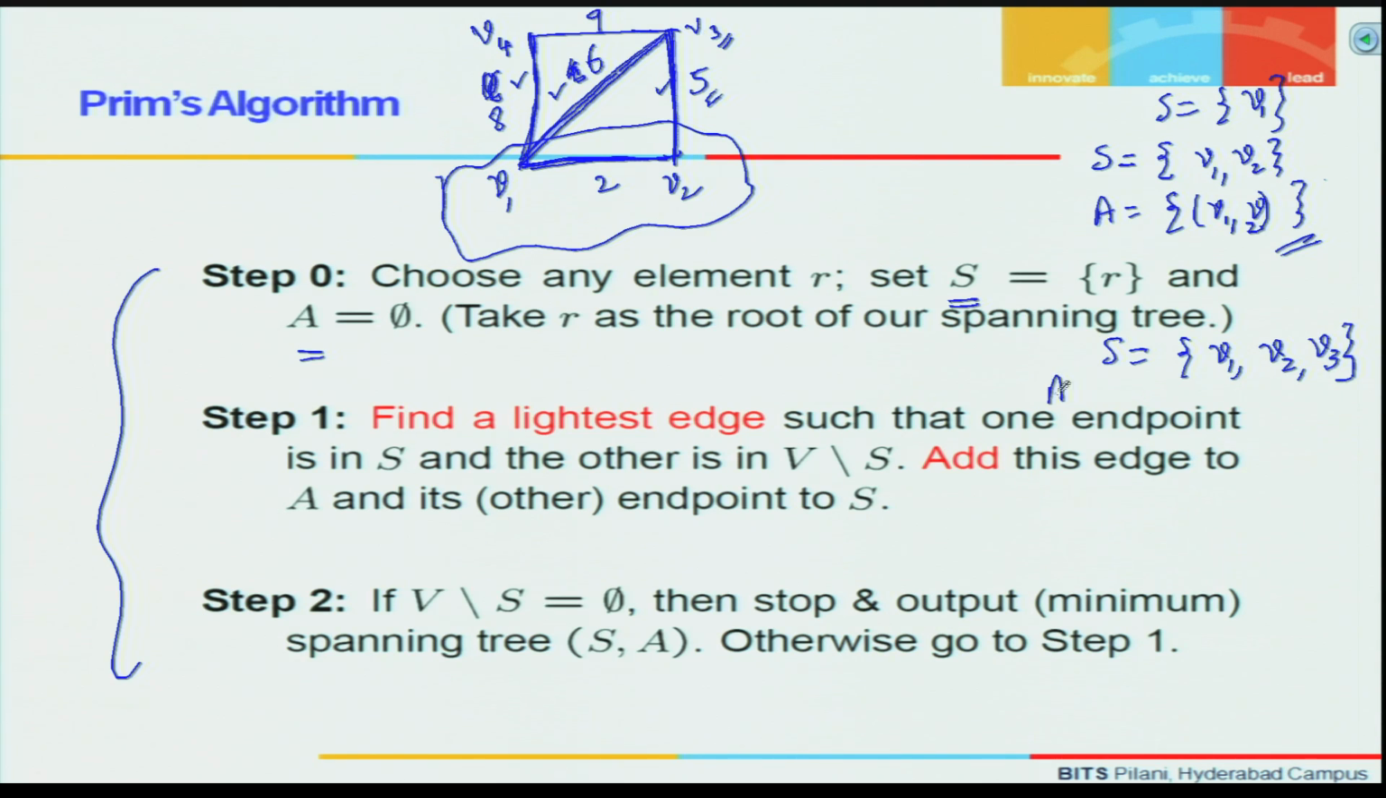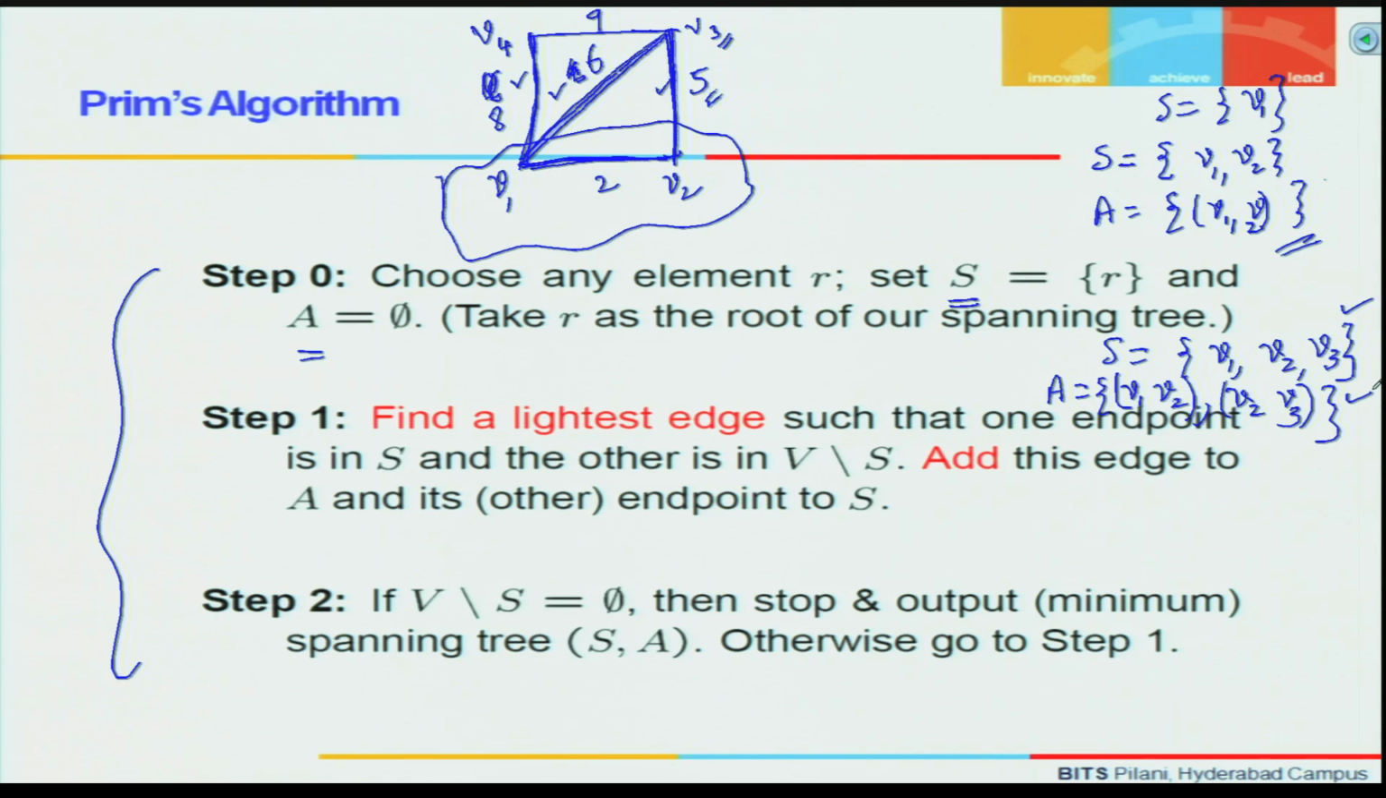Now A becomes V1 V2, one edge, and the new edge we are going to add is V2 V3. This is another edge that we are going to add now. Now S has 3 vertices and your edge set has two edges, that is V1 V2 and V2 V3. The second step is done now.